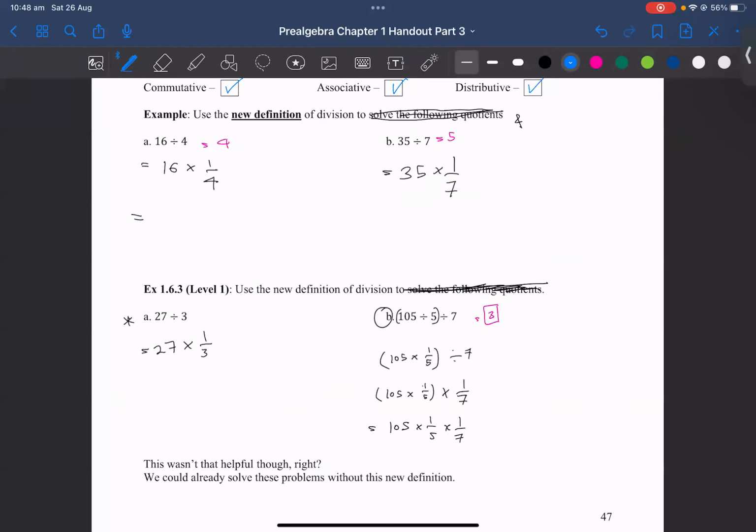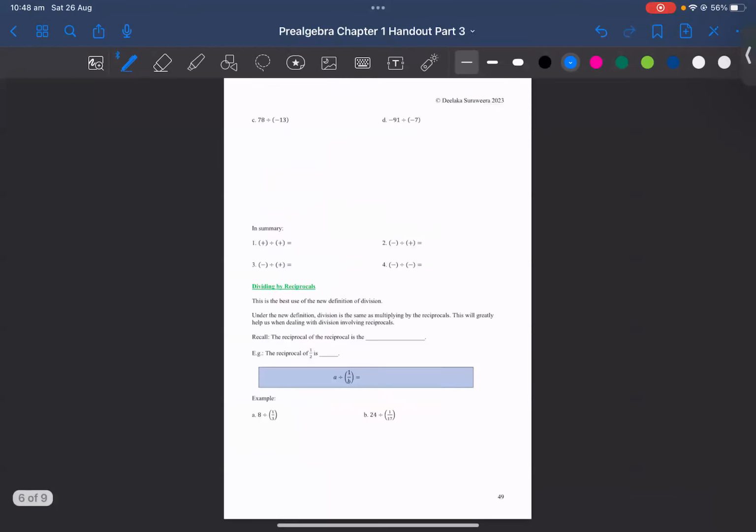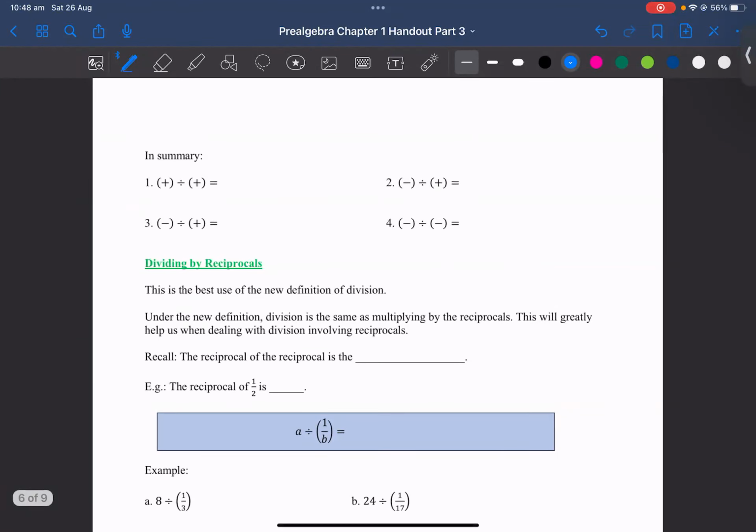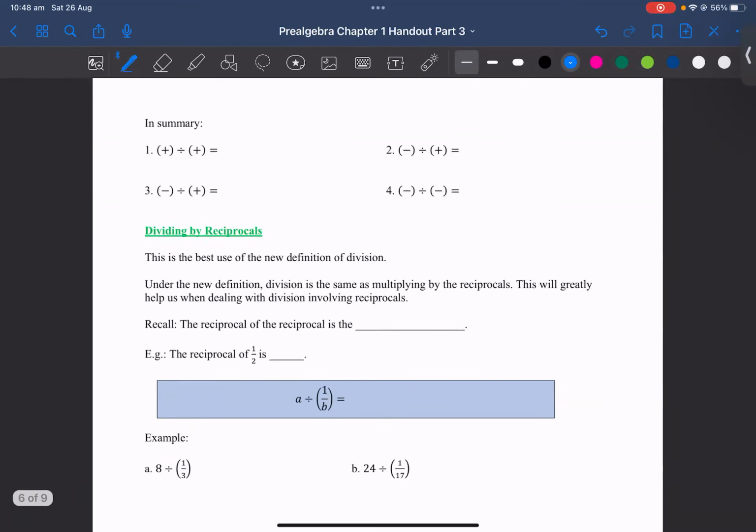So let me know if it still doesn't make sense why we're doing it after this section. So dividing by reciprocals is this section. We're on page 49 now. Skipped a couple of pages.